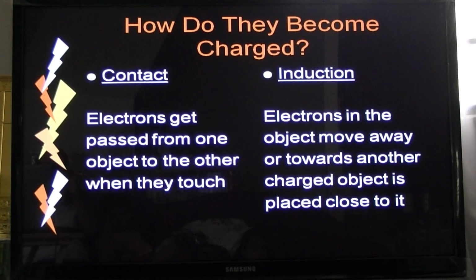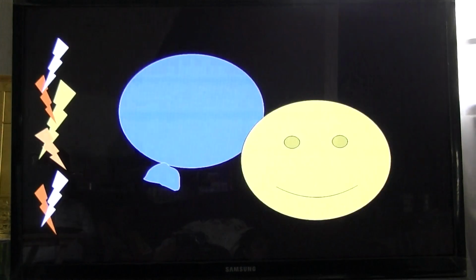How do they become charged? Contact. Contact means electrons get passed from one object to another when they are touched. Induction: electrons in the object move away or towards another charged object that is placed close to it. So this is the movement of electrons.